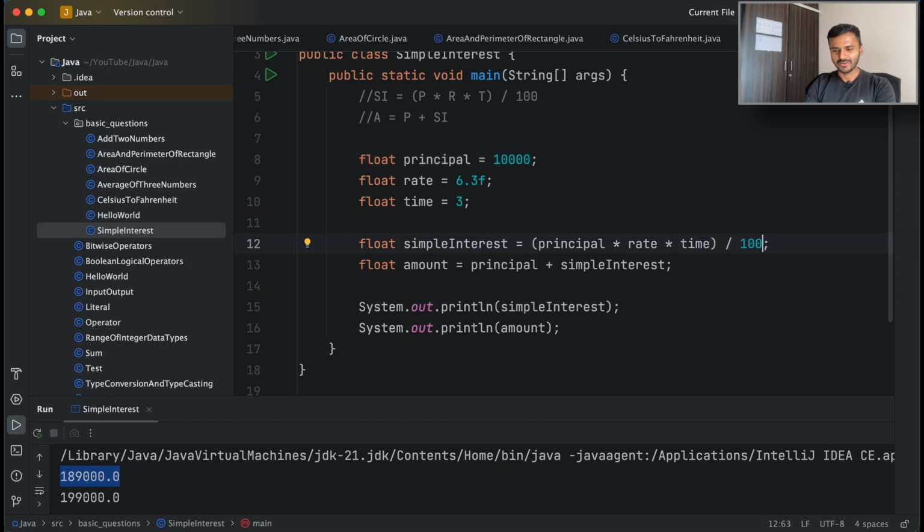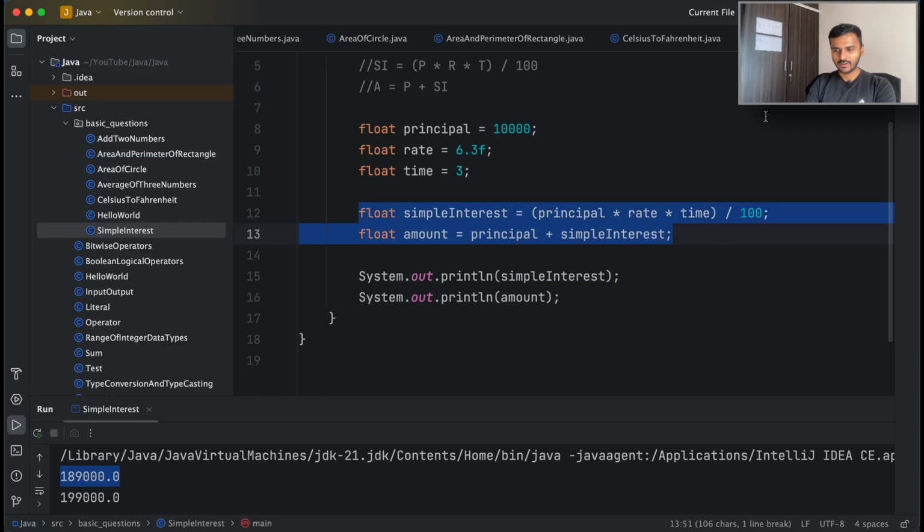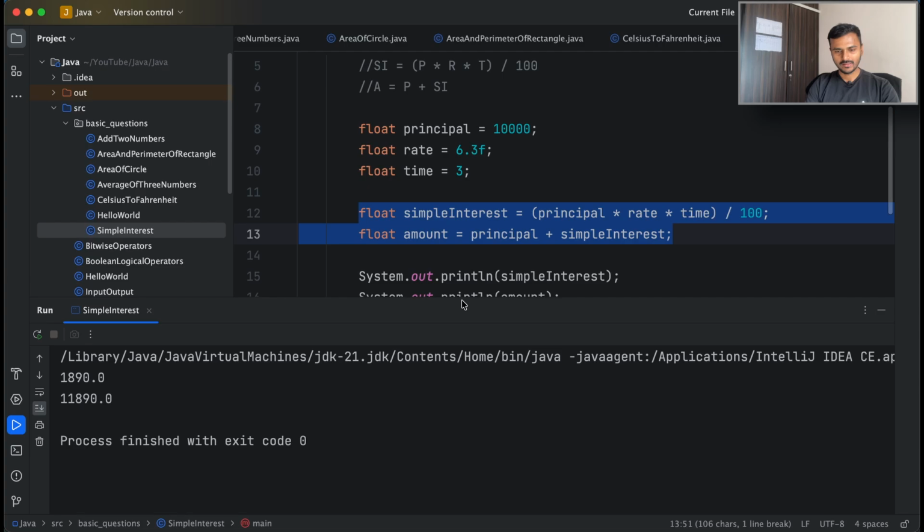And that is why when you code, it's very important to be careful about the code that you're writing, because wrong code will of course give you wrong result, and in some cases it can be catastrophic. So let's run the code again and we get 1890. Now this seems fair, and the amount is 11,890 at the end of 3 years.